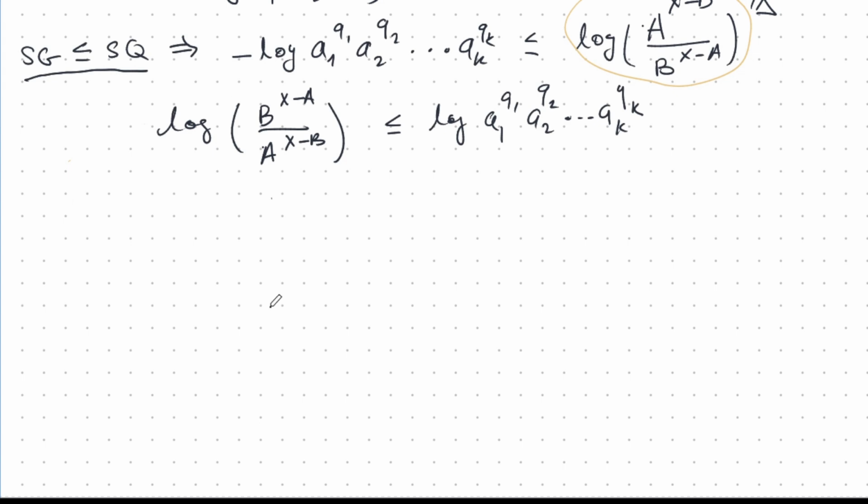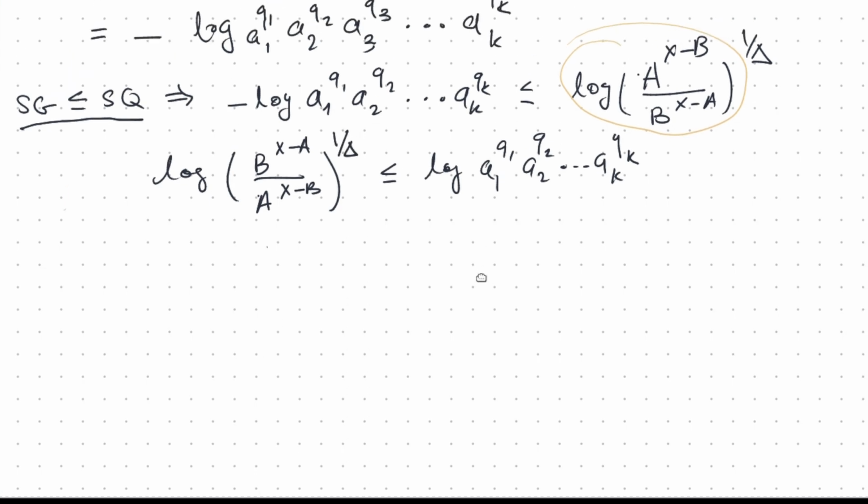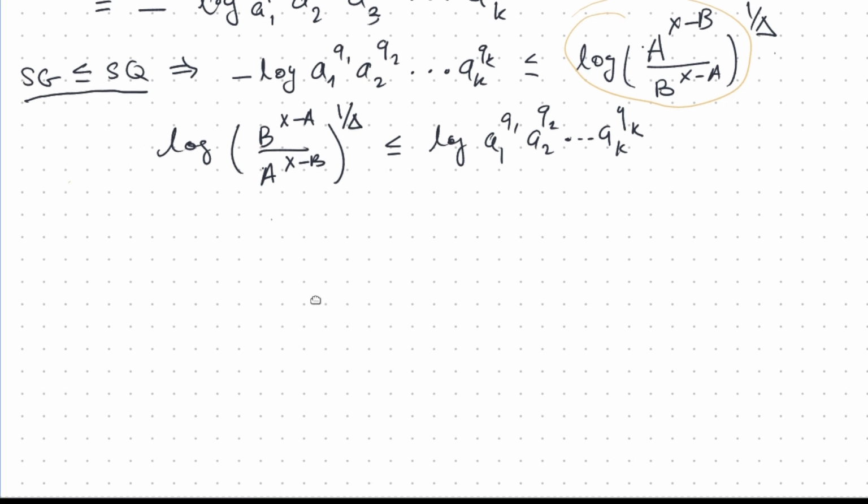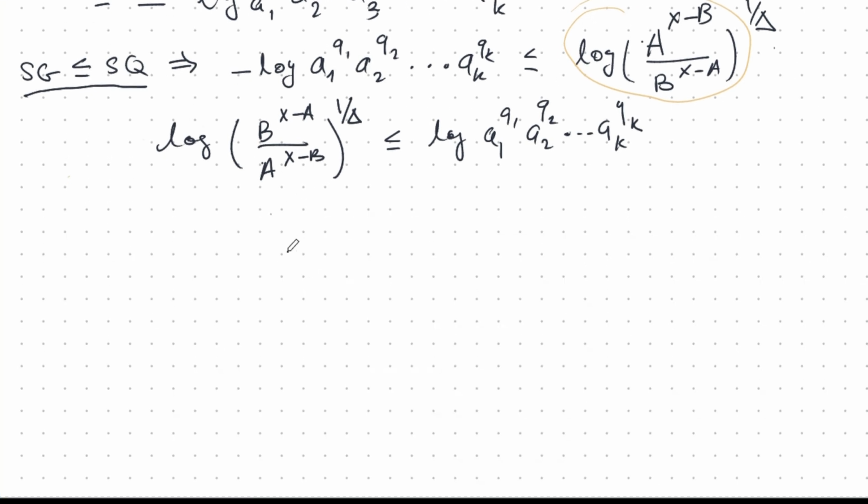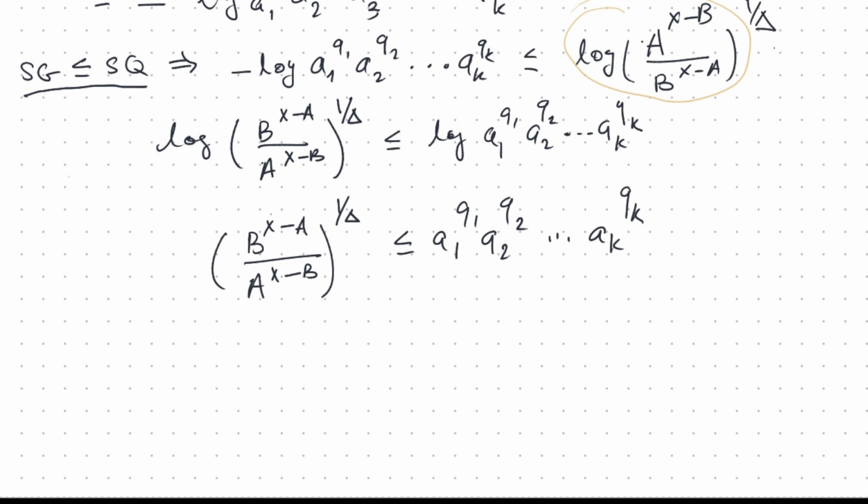Okay, very good. And I forgot my 1 over delta. Let's put back that 1 over delta right here. We don't want to forget the 1 over delta. And there we have it. That is the inequality we wanted to prove.